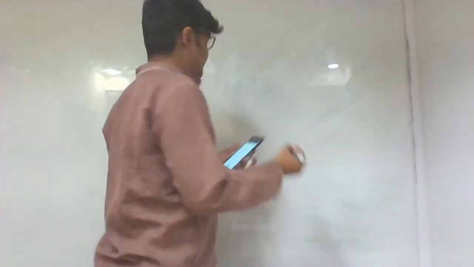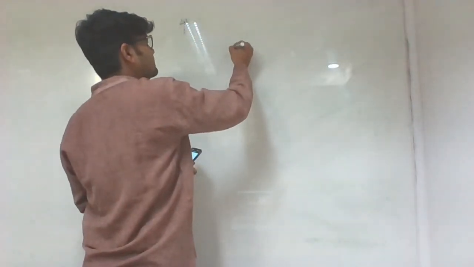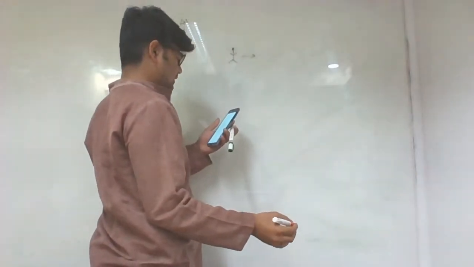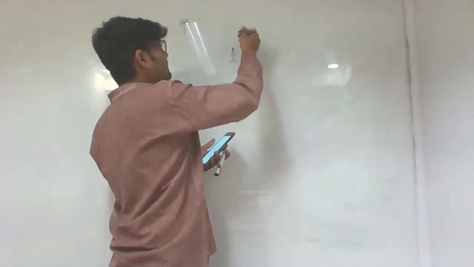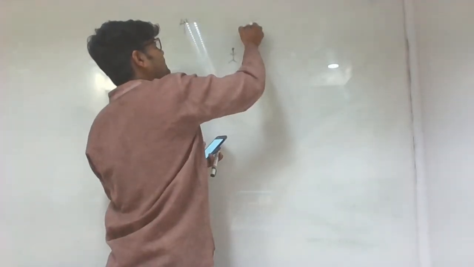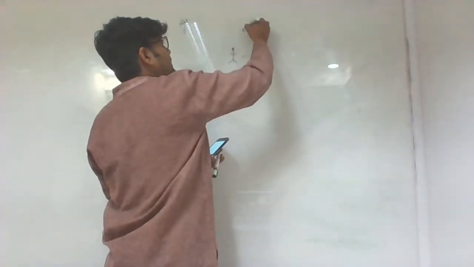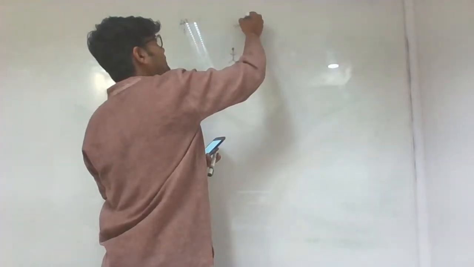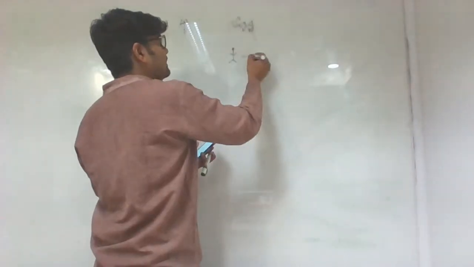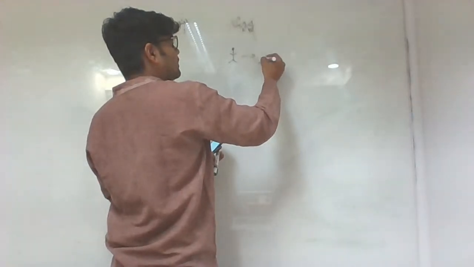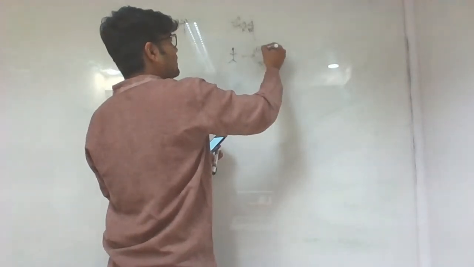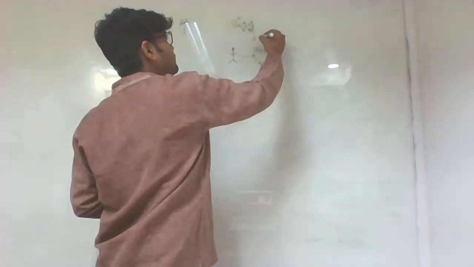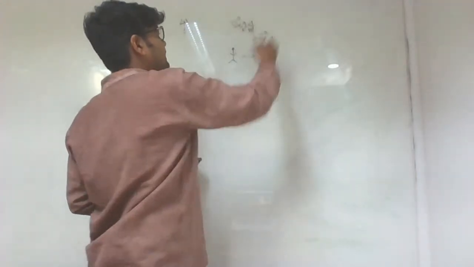For question number 5, there is a person running. When standing on the ground, he sees the rain come at an angle of 45 degrees. Let this vector be V rain with respect to ground. When he starts running, V man with respect to ground is 15 root 2, and he sees the rain appearing vertical. So this is V rain with respect to man, which we have to find.